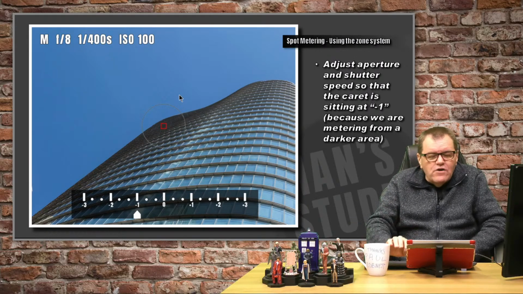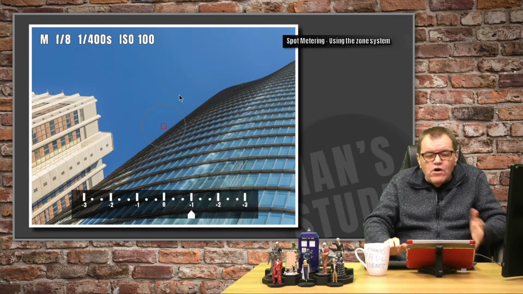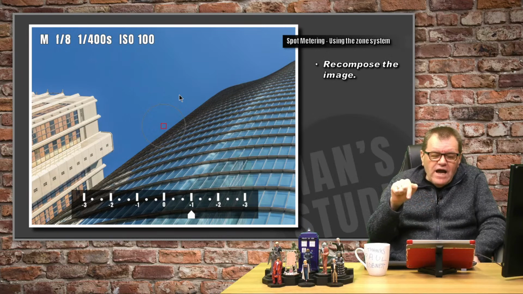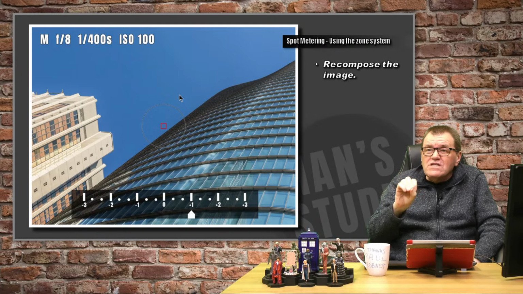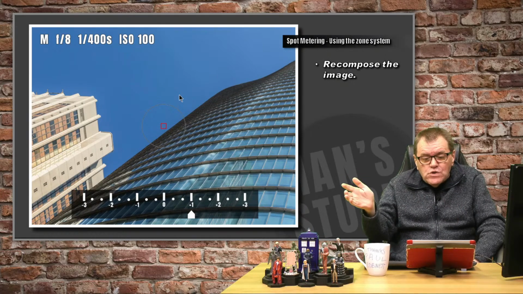And those are the settings that I need for the scene. I'm in manual mode, so they are effectively locked in. So I can then recompose my image to the composition that I want. So I do that, and notice what happens. The meter readings are locked in from when I took the reading. The caret moves up to +1.